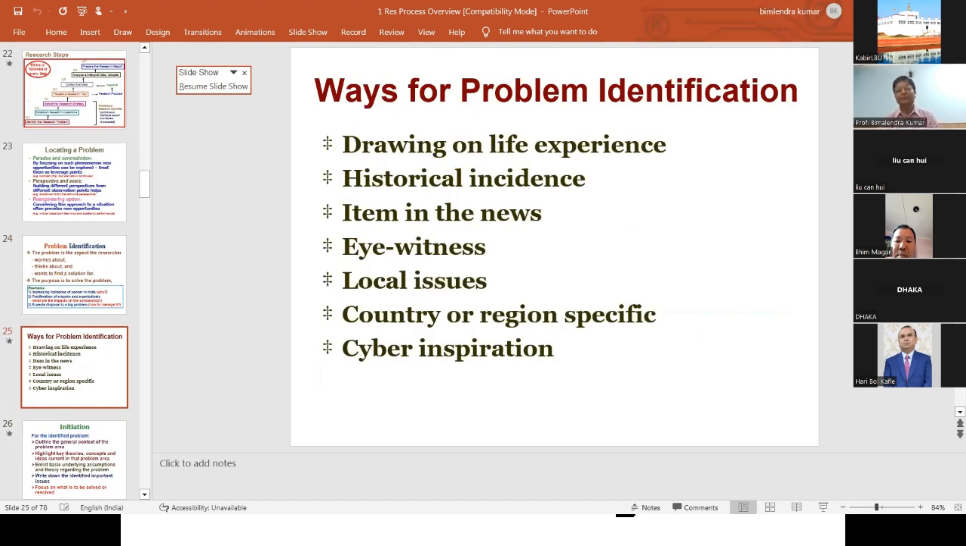Again, how can the problems be identified? Here, there are so many things through which a research scholar can identify them, drawing on life experience, how things are happening in our day-to-day life, how the events are taking place. If you go through the newspaper, you will find so many events taking place and why these are happening. What are the things which are taking place, whether social, political, economical, or geographical, how these are happening.